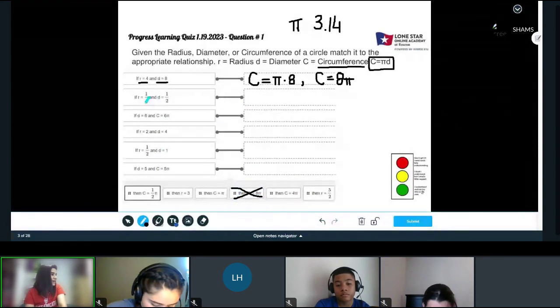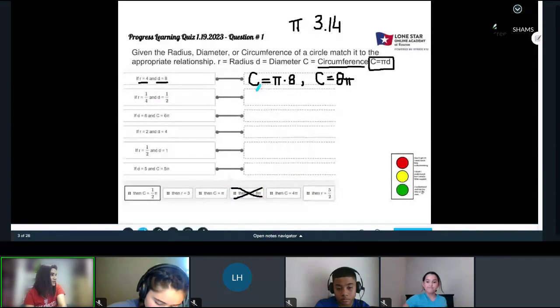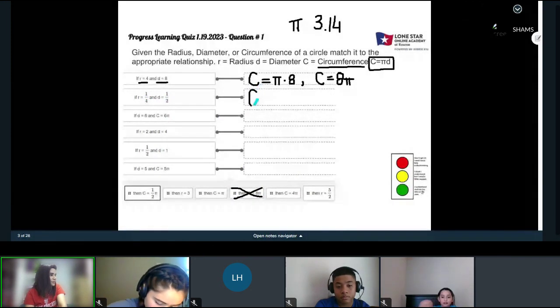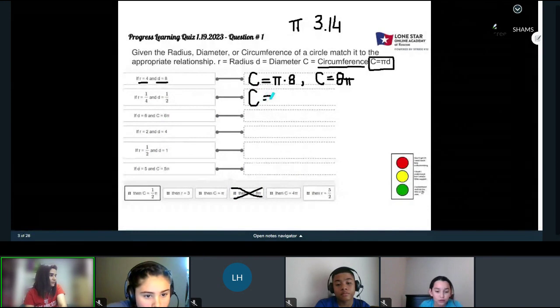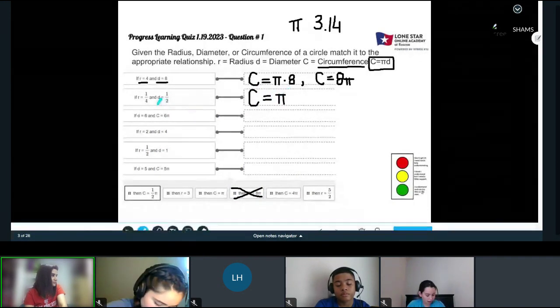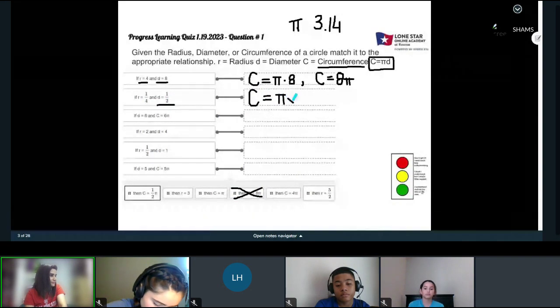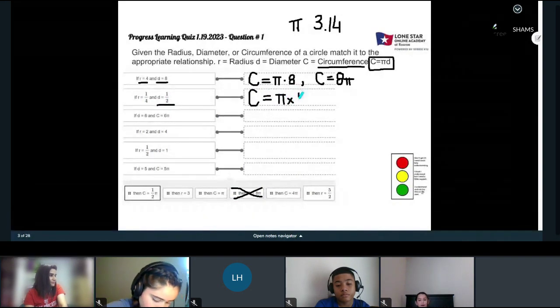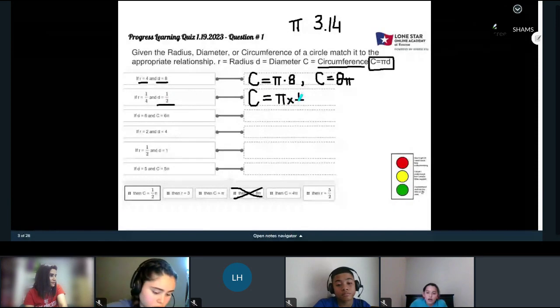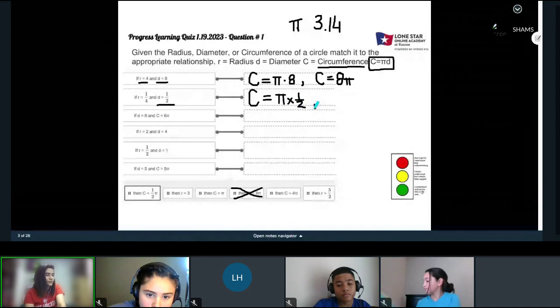Next one, I have my radius, I have my diameter. I will find circumference. Remember to use the same formula. How? Pi times diameter. And the diameter is a half. I will multiply it by a half. Okay? If you multiply these, what do you get? You get half pi.